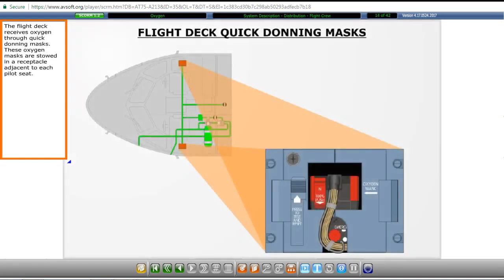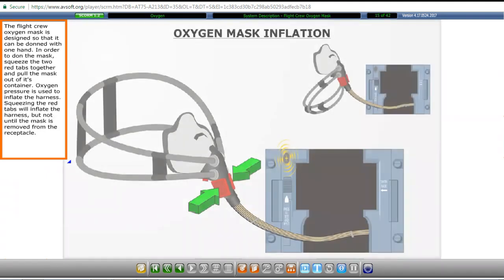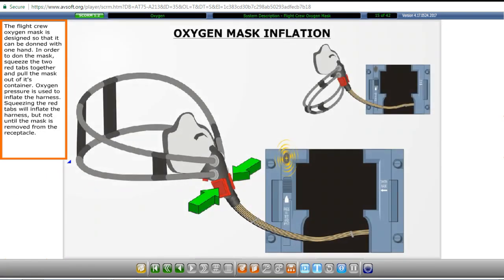The flight deck receives oxygen through quick donning masks. These oxygen masks are stowed in a receptacle adjacent to each pilot seat. The flight crew oxygen mask is designed so they can be donned with one hand. In order to don the mask, squeeze the 2 red tabs together and pull the mask out of its container.